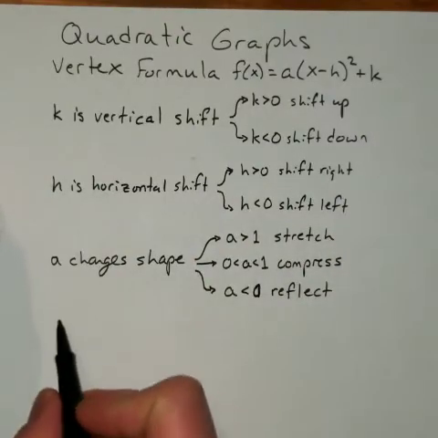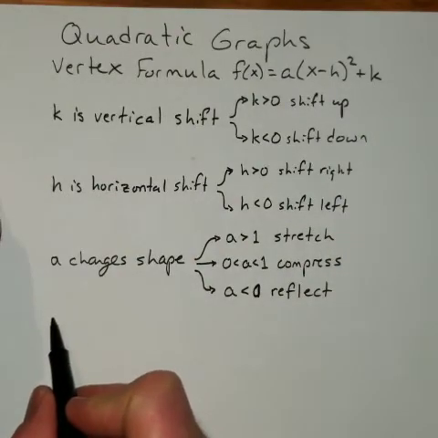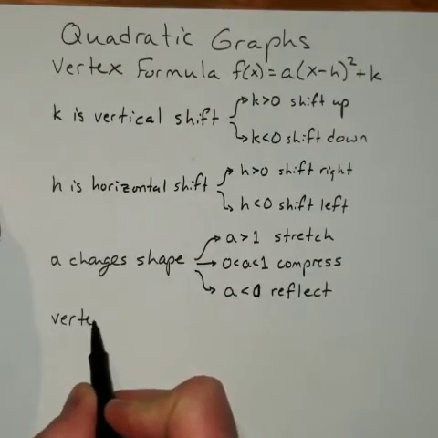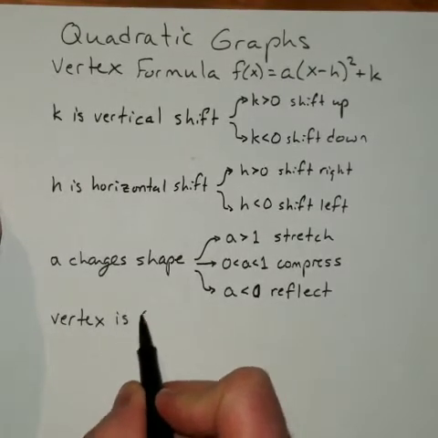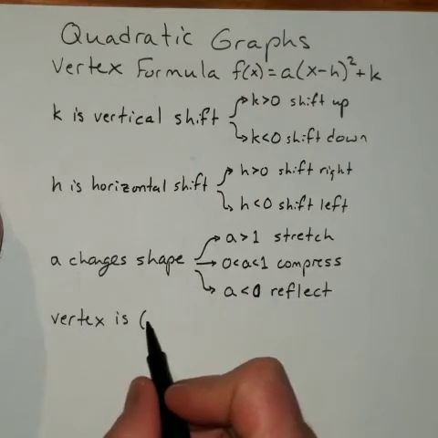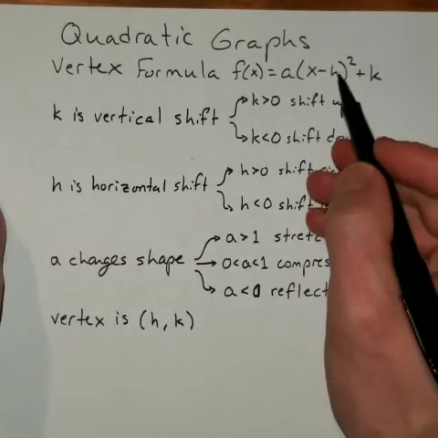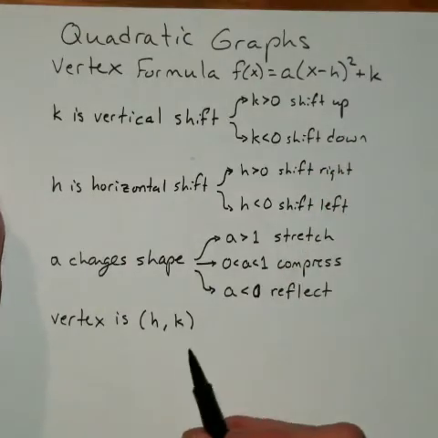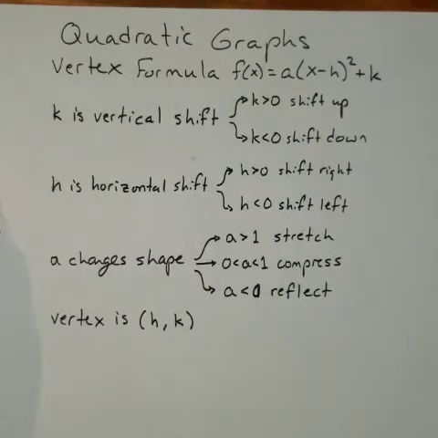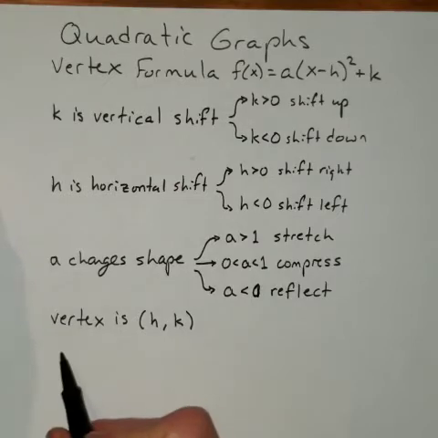So as a general rule, the vertex is the ordered pair h comma k. Whatever those two numbers are going to go into the parentheses here for the vertex, a point. Okay. Now, in addition to that, if we wanted to find other aspects of the graph, one of them that's very important is the axis of symmetry.